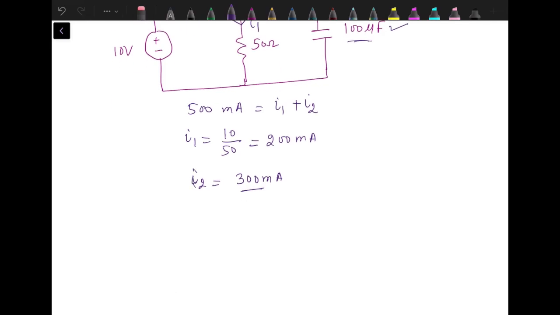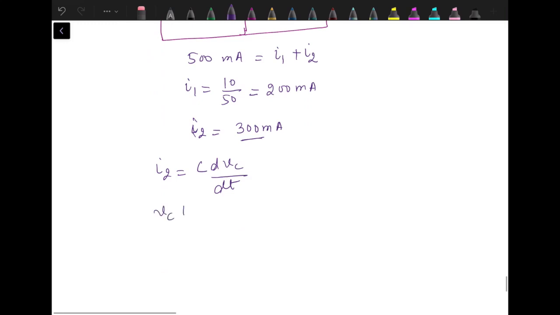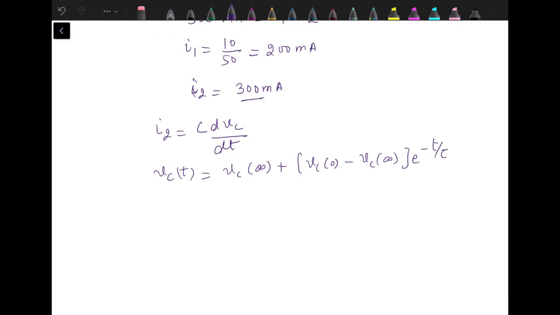We know its value, we need to find its expression. In order to find its expression, I2 will be equal to C dVc by dt, where Vc will be the voltage across the capacitor. And Vc can be found by Vc infinity plus (Vc0 minus Vc infinity) into e raised to minus t by tau. This is the expression. So let's find out the value of voltage across the capacitor before switching, after switching, time constant, and then calculate the time.